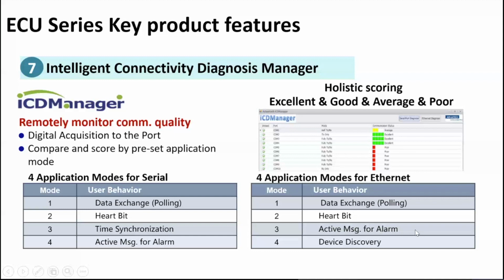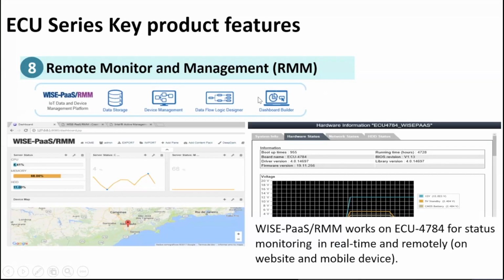We also have this remote monitoring management, and now we have a new name. We are calling it the Y-Pass device. This software enables us to monitor our system information, hardware status, network status, or hard disk status. We can monitor our CPU usage, fan speed, RAM, all this information.